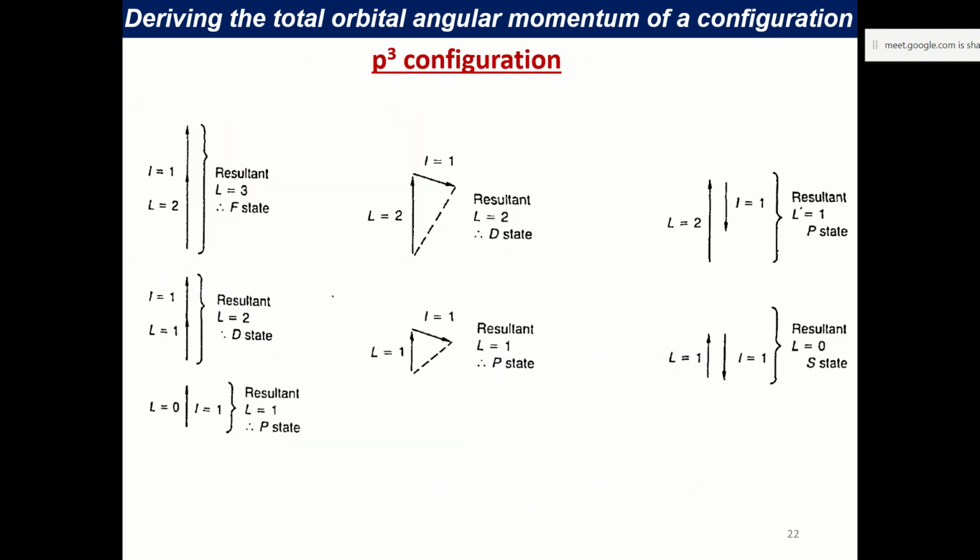So pictorially, looking at this p3 configuration, you can show the vector additions through pictures. So when all of them add up, this is your resultant, L equal to 2. So first you add two and then the third. Two electrons at a time: you get the resultant from the two electrons, then add the third one, and that's how we are showing it here pictorially. So 2 plus 1 you can have addition in 3, 2, 1.